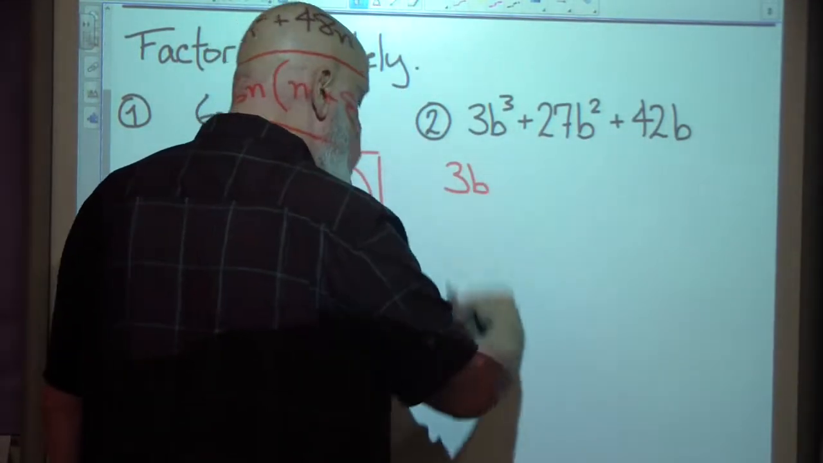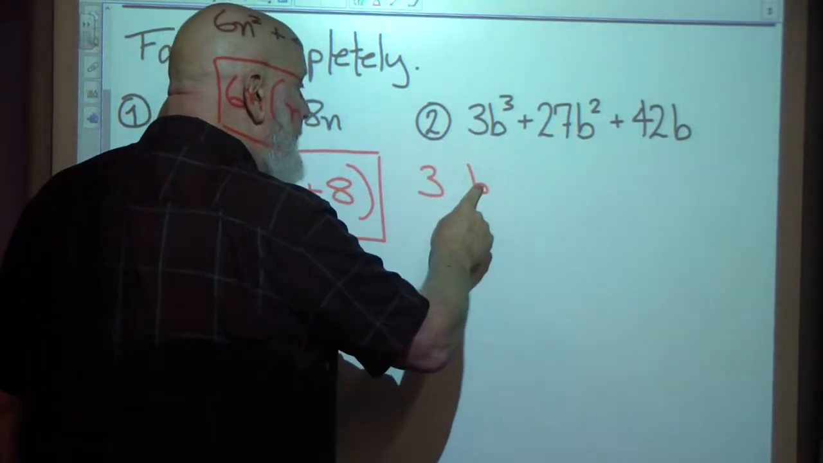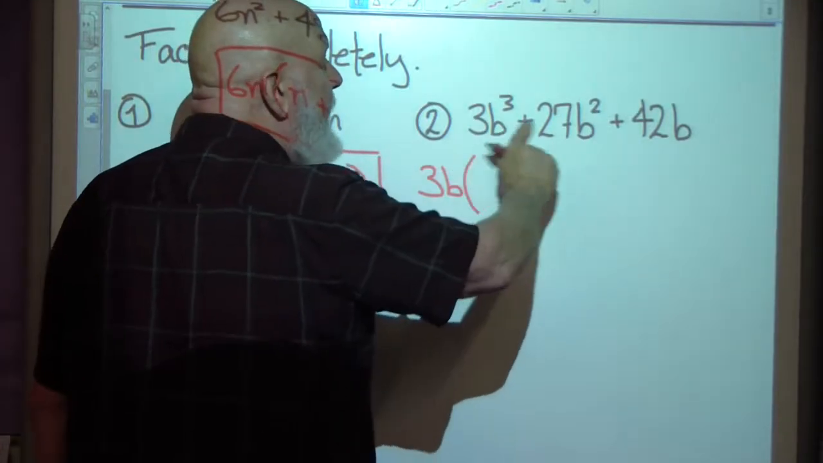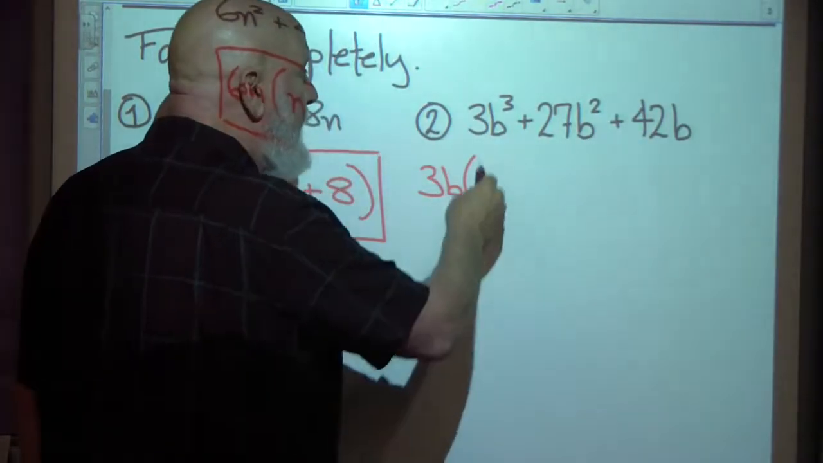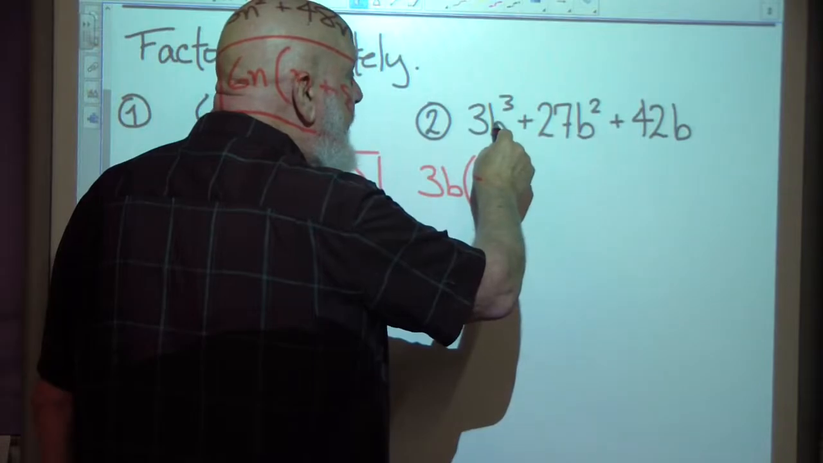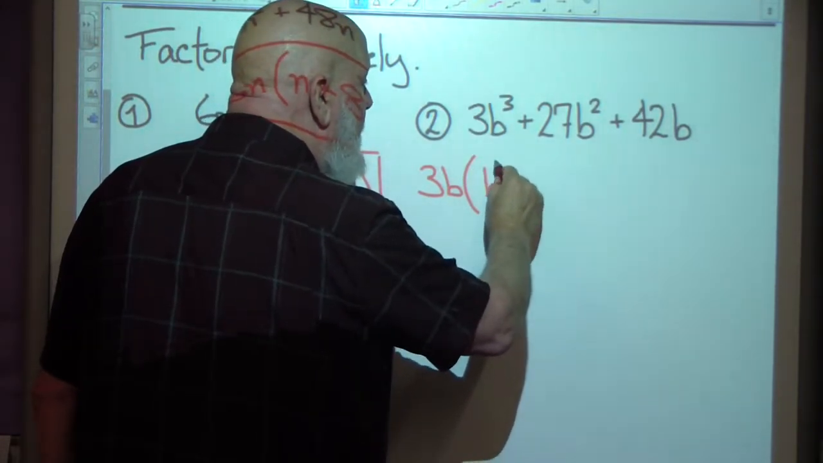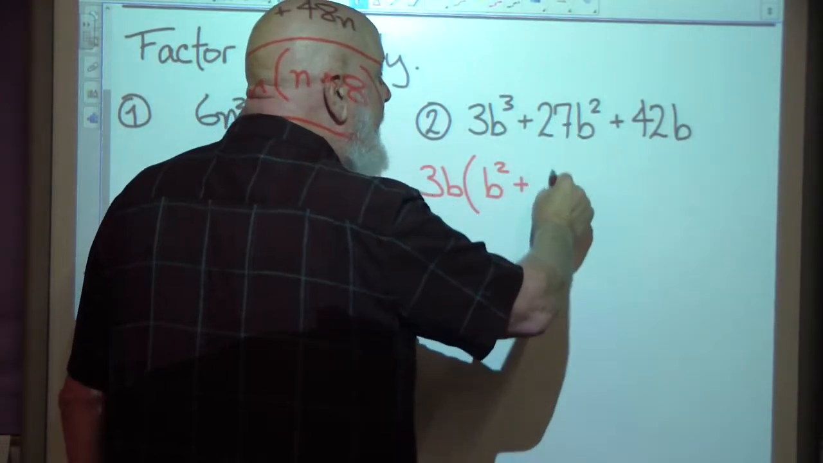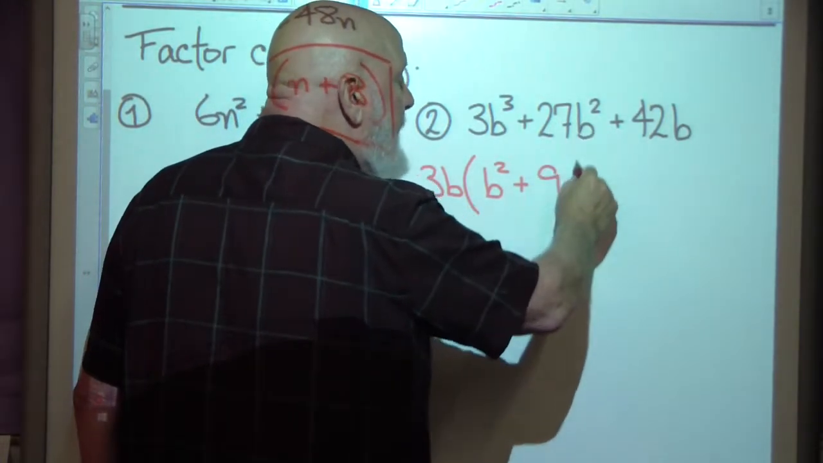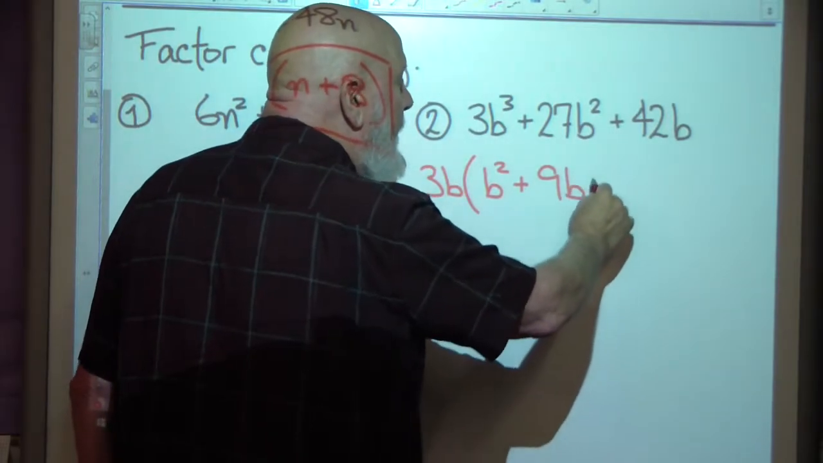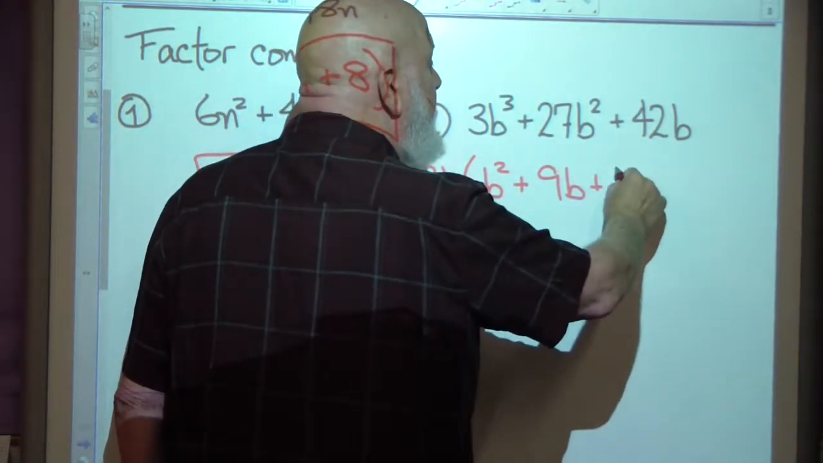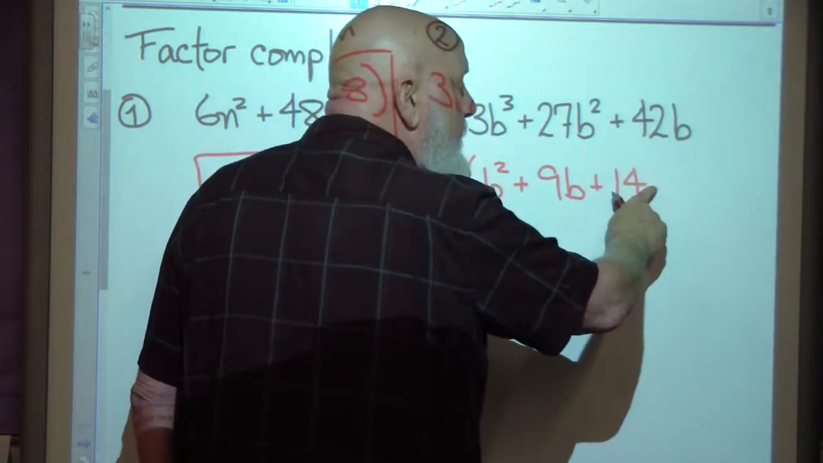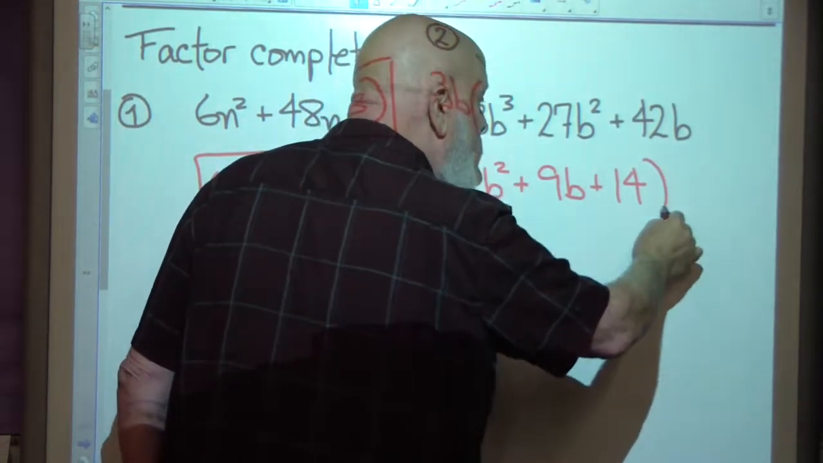So I write that down, and then I'm going to open up a set of parentheses, and term by term divide each one of these by 3b. If I divide this by 3 and b, I'm left with b squared. If I divide this by 3, that gives me 9. If I divide that by b, I'm left with the other b. If I divide this by 3, that leaves me with 14. And if I divide that by b, it leaves me with 1. And 14 times 1 is 14, so I won't bother showing it.